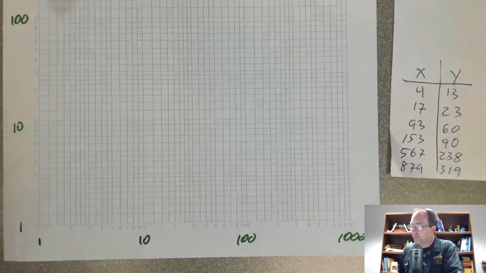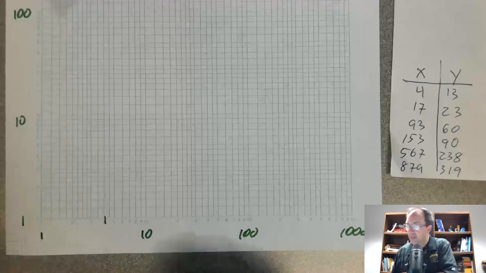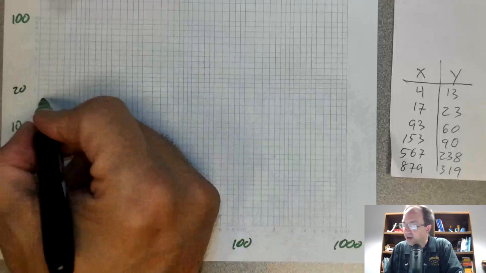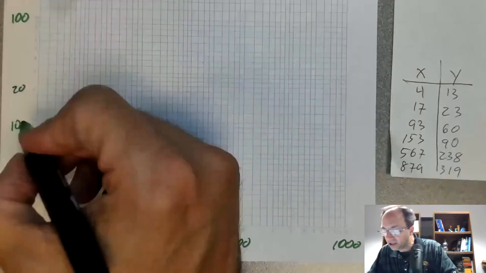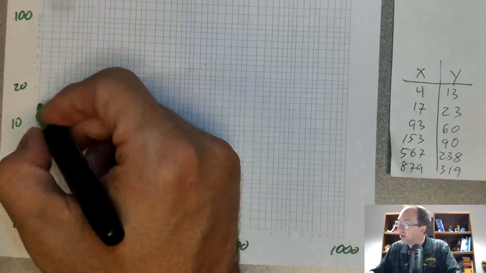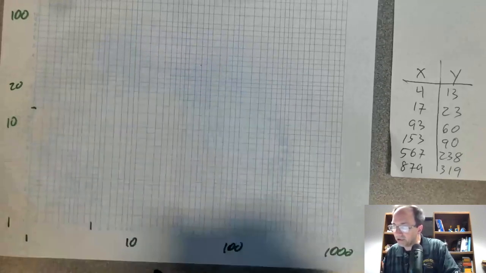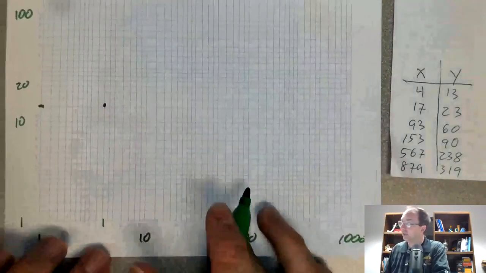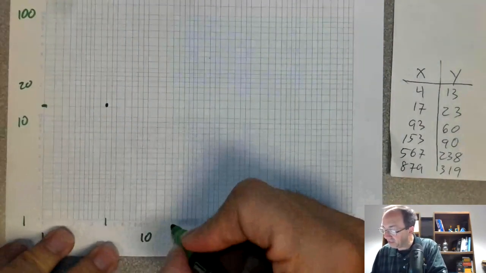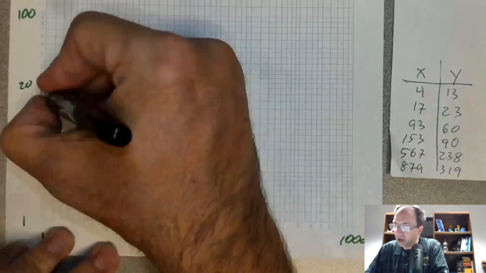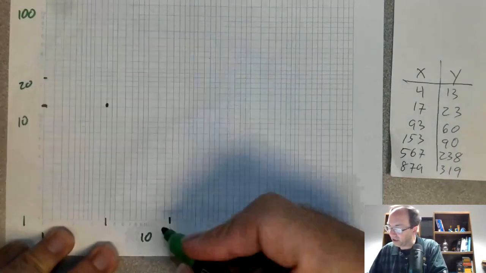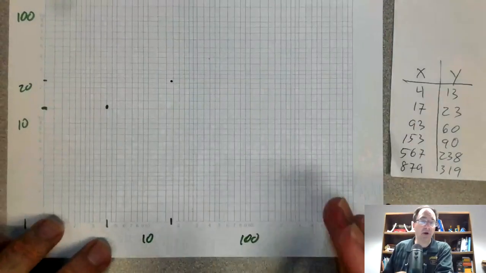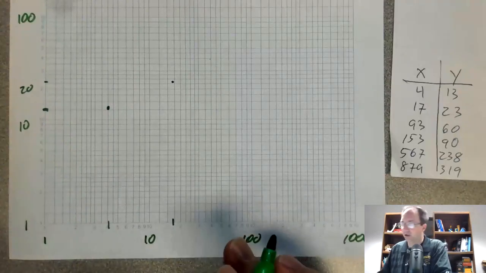So our first data point is 4, 13. Of course, 4 is right here. And then 13, remember, since this is 10, then this is 20. And since we have 1, 2, 3 tick marks, then 13 is going to be probably around there somewhere. So 4, 13, we'll say is about there. 17, 23, by the same reasoning, 17 is going to be about there, and 23 is going to be somewhere in there. It's about there. You don't have to be perfect, but the more accurate you are on plotting the points, the easier it will be to get a good line in a minute.